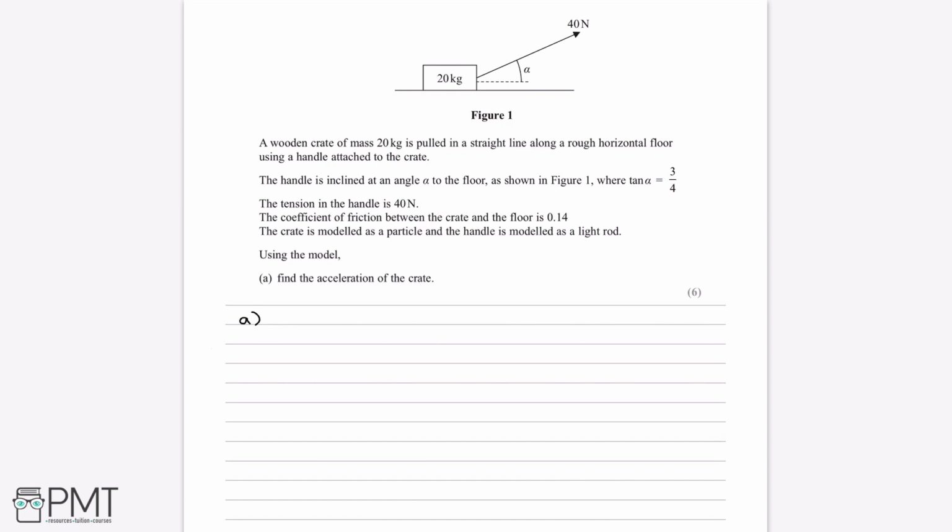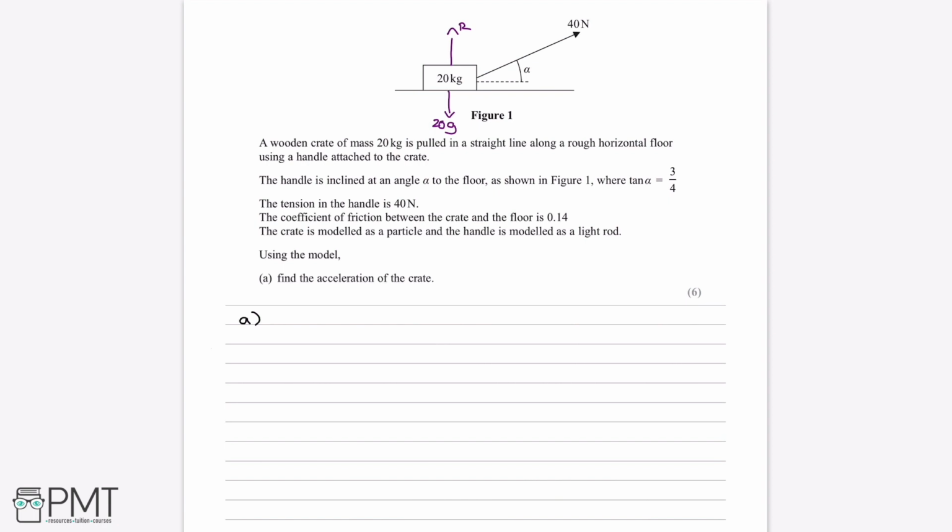So, first of all, if we know that the crate has a mass of 20 kilograms, we know that it must therefore have a weight of 20g, since force, which in this case is weight, is equal to mass times acceleration. The mass is 20 kilograms, and the acceleration is gravitational acceleration, which acts downwards, and we can call this g. So we have a weight, and therefore we must also have a reaction force. This acts perpendicular to the plane, and if we just call it R, we don't know what it is, but we know it acts in this direction.